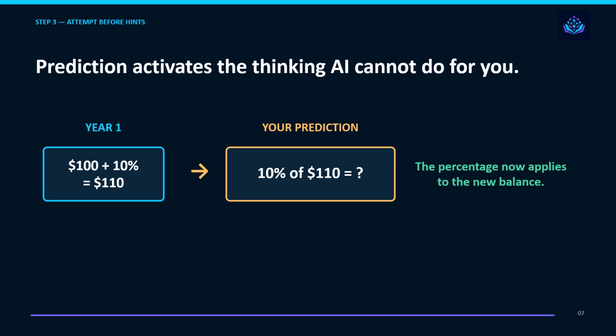Step 3. Answer before asking for help. If $100 grows by 10%, after 1 year it becomes 110. Before revealing year 2, predict it. The new 10% applies to 110, not the original 100.